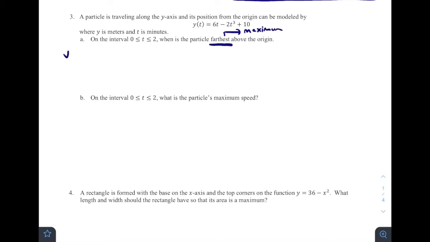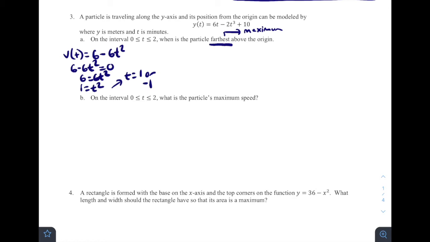So let's find the velocity of this position function. That's going to be the derivative. So 6 minus 6t squared would be that derivative. And we can try to figure out where that's going to be equal to 0 to find those critical values. So 6 minus 6t squared equals 0. 6 equals 6t squared. So 1 equals t squared. So that means that t equals 1 or negative 1.